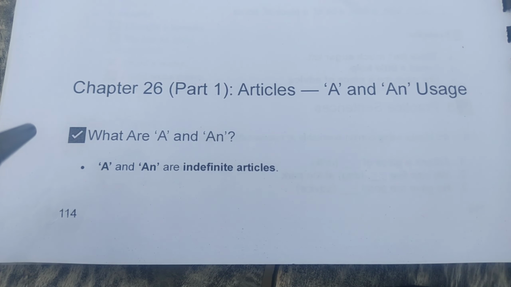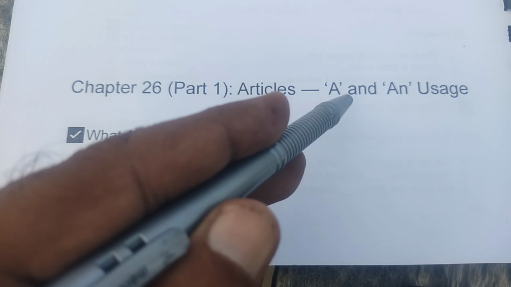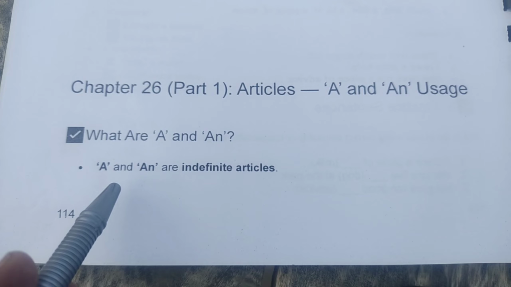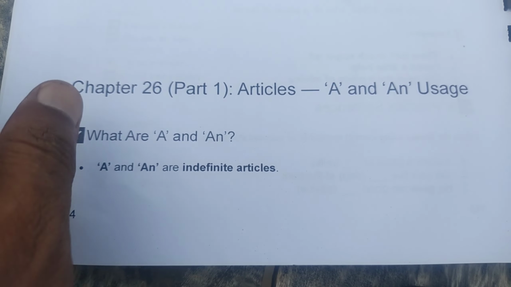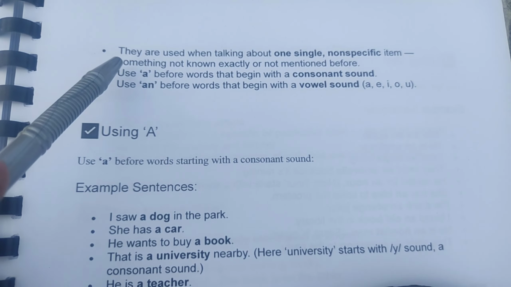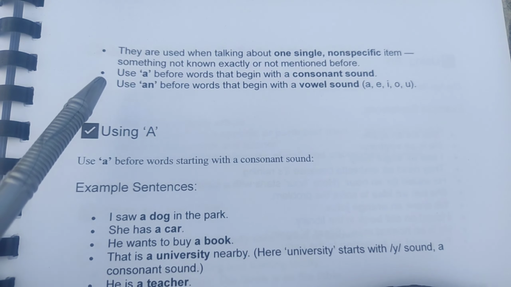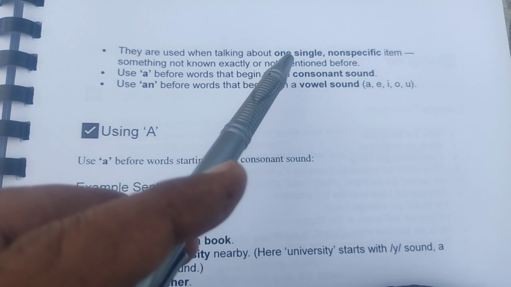Today we are going to learn in chapter 26 articles A and AN usage. What are A and AN? A and AN are indefinite articles. Let's move on to the next page here. Now they are used when talking about one single non-specific item, something not known exactly or not mentioned before.